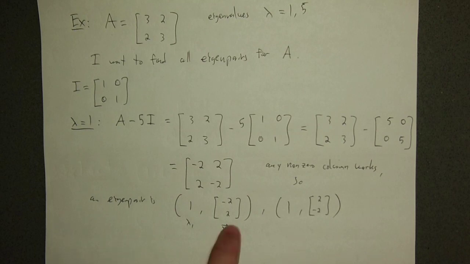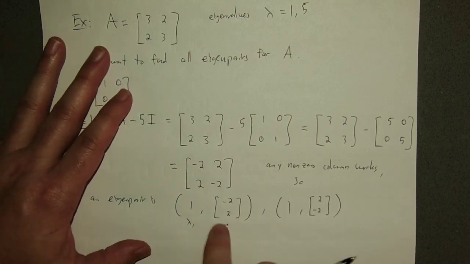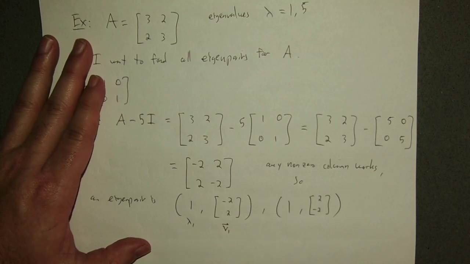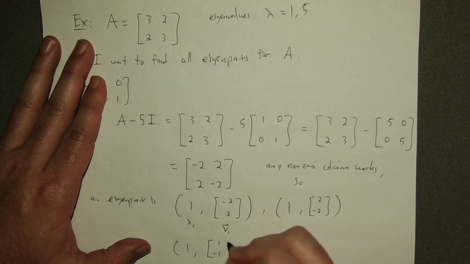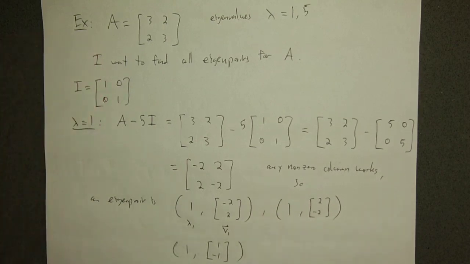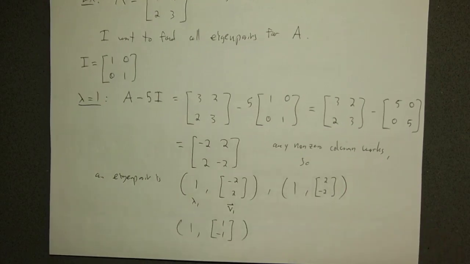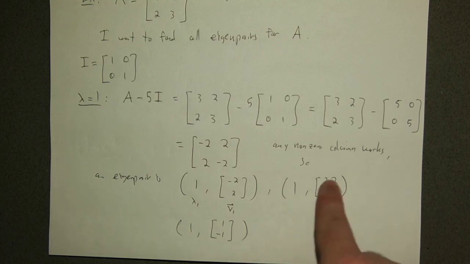In fact, if I wanted to make my life easier, what's another eigenpair I could have used here? What about this? Is this the same eigenpair as these two? Yes, it is. Why is it the same? Well, it's just like this eigenpair, except I've multiplied this vector by 1/2, which is allowed. I'm allowed to scale this eigenvector however I want to. So that works out perfectly fine.